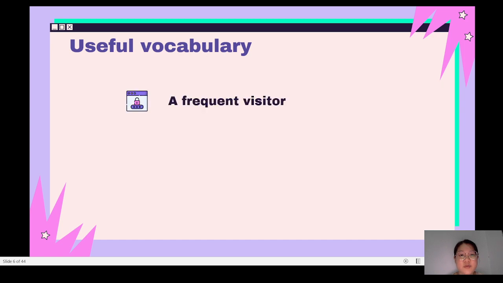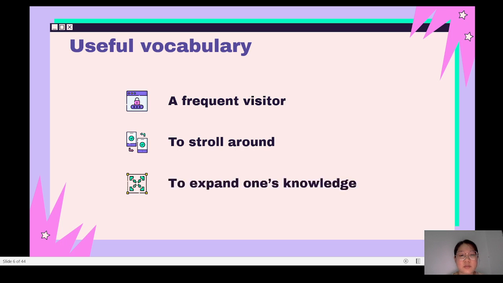Now we move to see some useful vocabulary that I have used in my answer. A frequent visitor: frequent here has the same meaning as regular. The phrase to stroll around is a fixed collocation that you have to remember, and stroll around has the same meaning as wander. It means that you are going around an area. To expand one's knowledge: the word knowledge here is a synonym of the word horizon. You can say in other words that to expand one's horizons is an effective way to paraphrase your vocabulary.